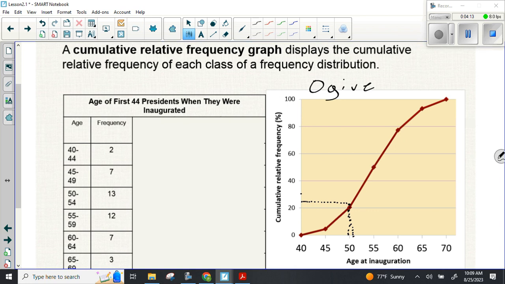What if I wanted to find the median? I go to 50%, because the median is at your 50th percentile. And then I would go down and see where that matches on the x-axis. I don't know, 57, something like that. We'll make estimates with these if we don't have exact values. So the median would be 57. That's the way you use an ogive.